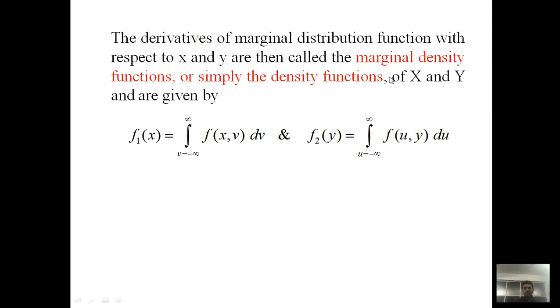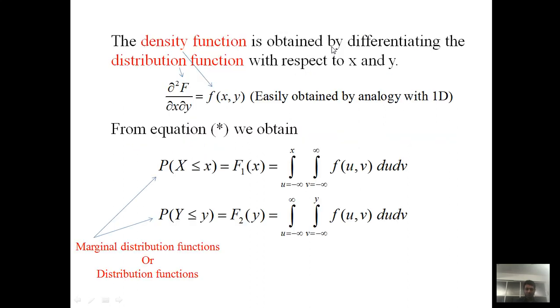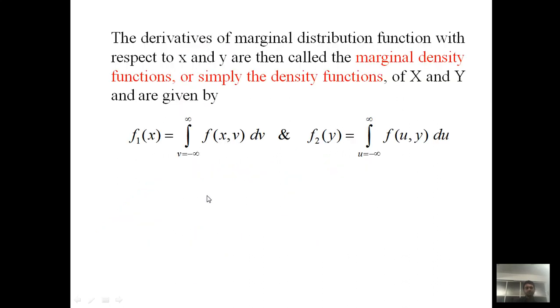Now last we have to talk about the marginal density function, or simply the density function. It is the derivative of the marginal distribution function. See here, these are the marginal distribution functions. The first one is the marginal distribution function of x, the second one is the marginal distribution function of y. The derivative of the marginal distribution function with respect to x and y is also called the marginal density function, or simply the density function, and is given by this equation.